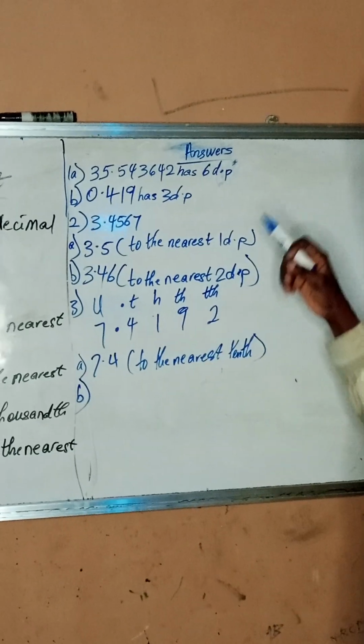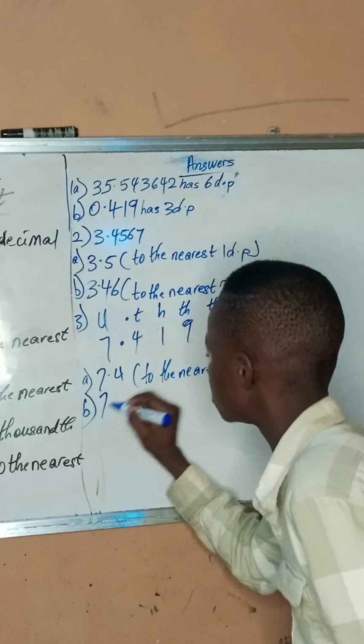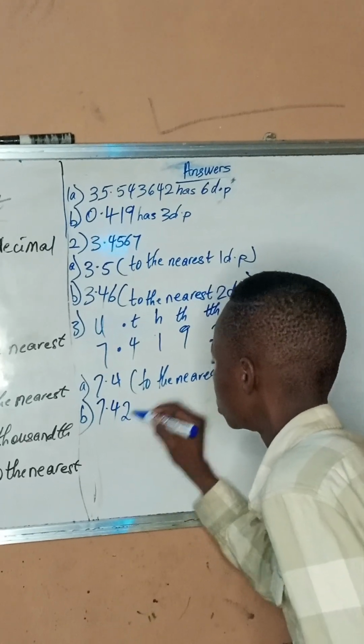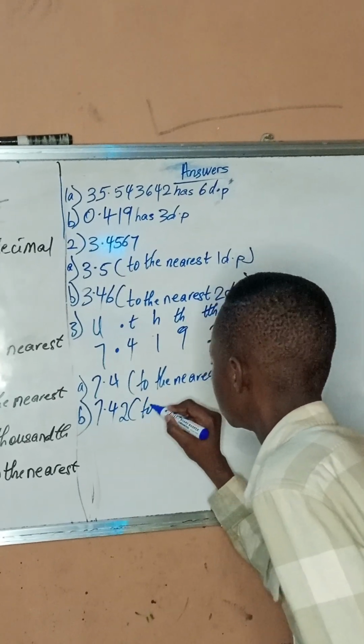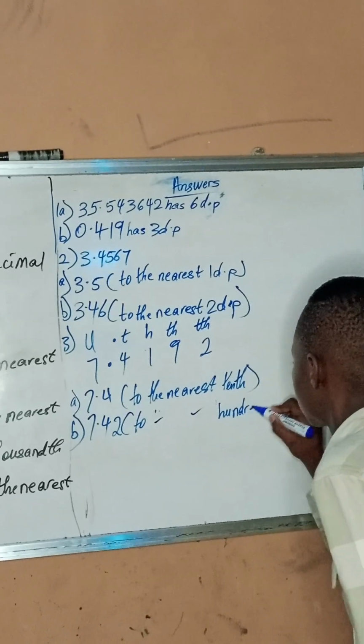Number 2. So 9 is the decider. 9 is greater than 5, so you add 1 to this one. That would be 2. That would be 7.42, to the nearest 100th.